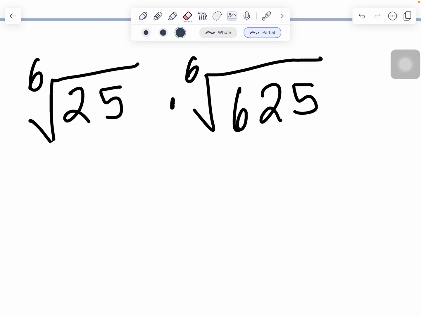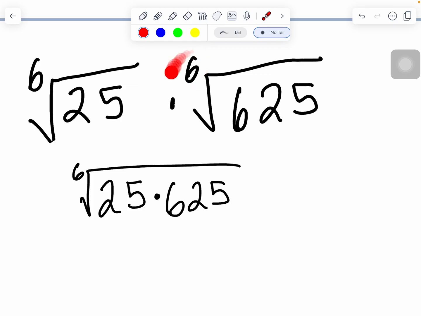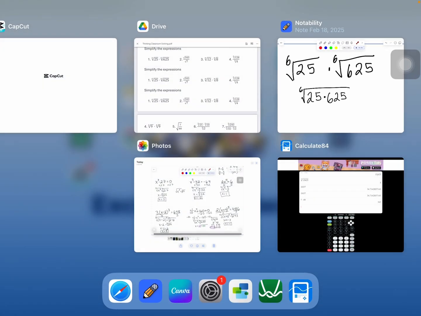This property is if I have the same type of root, I can draw one big root and I can put the two numbers that are underneath my two separate roots under that big root, and I can still multiply them. Again, this is because I have the same type of root here. If these two things are different, we cannot do this, but if they are the same, yay. Now let's see.